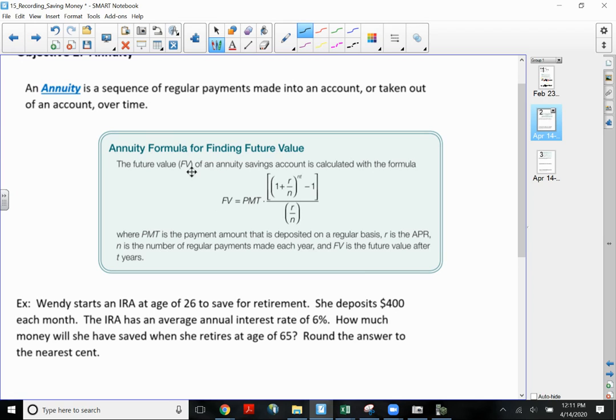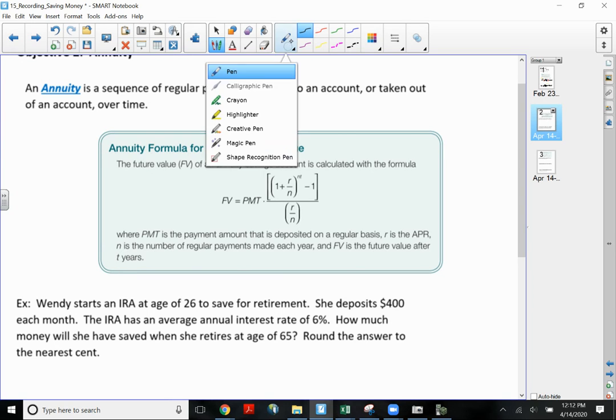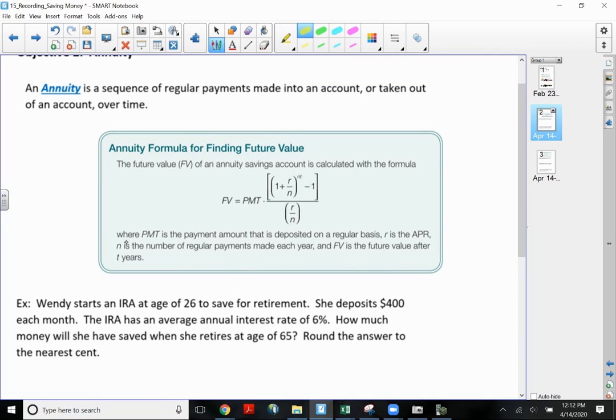The future value is called FV. Future value is equal to the payments that are deposited on a regular basis. So this payment is the amount we actually deposit on a regular basis. Right now what we are doing is making payments to ourselves into our investment account. All right. R is your APR. N is the number of regular payments made in each year.